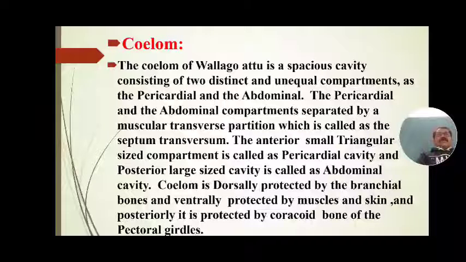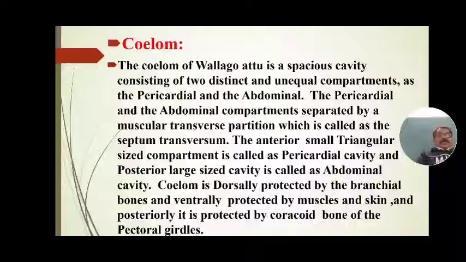The septum transversum divides two compartments: the anterior small triangular pericardial compartment and the posterior large spacious abdominal compartment, which occur inside the body of the fish Wallago. The anterior small triangular compartment is called the pericardial cavity.